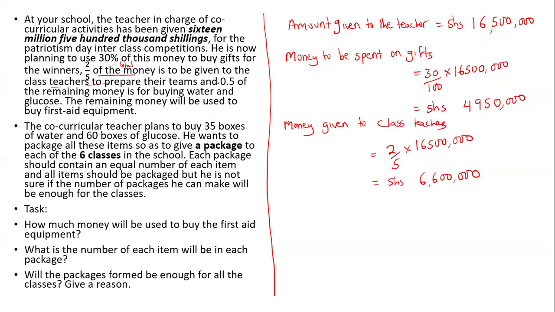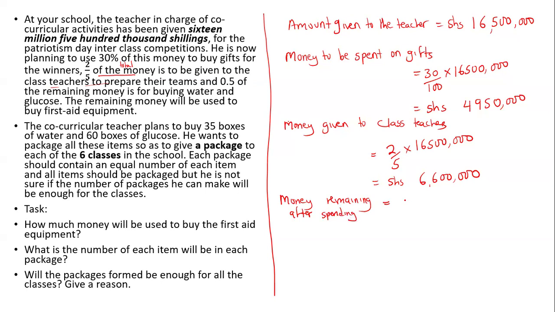Now, and 0.5 of the remaining amount. Now, after spending on gifts and class teachers, how much money is remaining? Now, here I'll say money remaining after spending on gifts and class teachers. So money remaining after spending on the first two items.